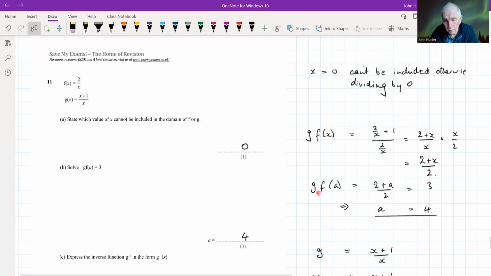So if we're to evaluate g of f of a, I don't know what a is yet, but it would just be this. We're just substituting a in for x, 2 plus a over 2. Now our equation says that that is equal to 3. So then we can just solve this equation for a, and that's going to give us a equals 4.